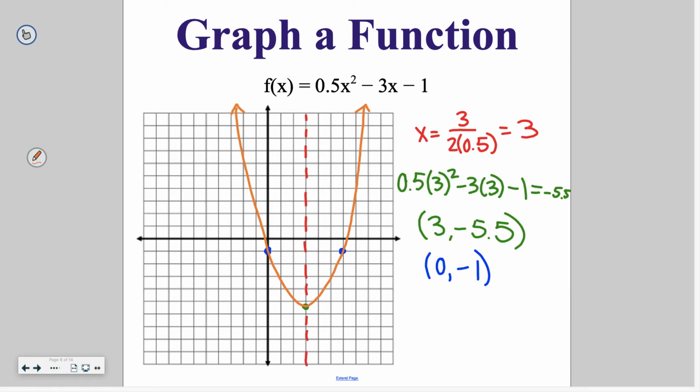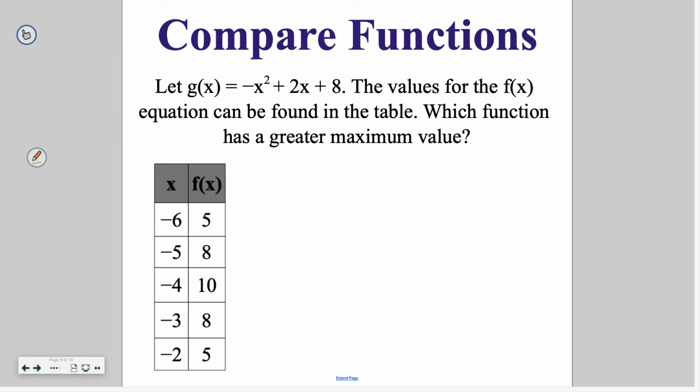Once you graph it, you find your axis of symmetry at 3, your vertex at (3, -5.5), and then that y-intercept at (0, 1), which mirrors across to (6, -1). The next thing we're going to do is some function comparison with these characteristics, particularly the vertex. So remember that the vertex is that bottom or top point on the graph.